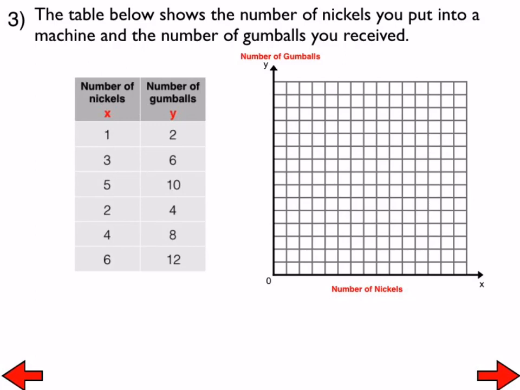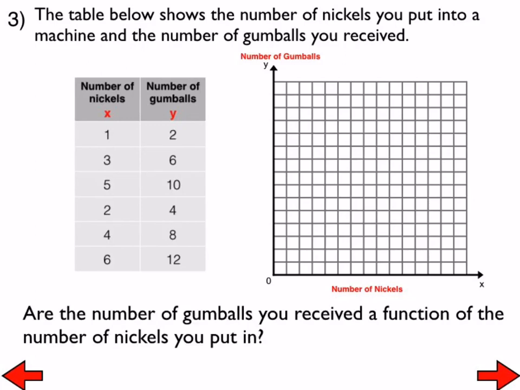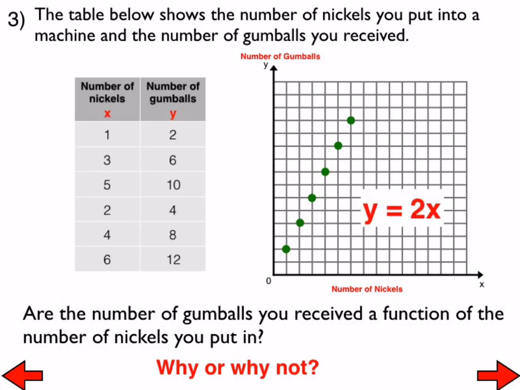All right, let's take a look at this. We plot our data, and from the table or from the graph, we can clearly see that this is a function. The equation that represents that scenario is y equals 2x. Go ahead and add that to your notes, because the number of gumballs was twice the number of nickels. And that's one of those things you're going to have to do in the first 3 problems in the homework.